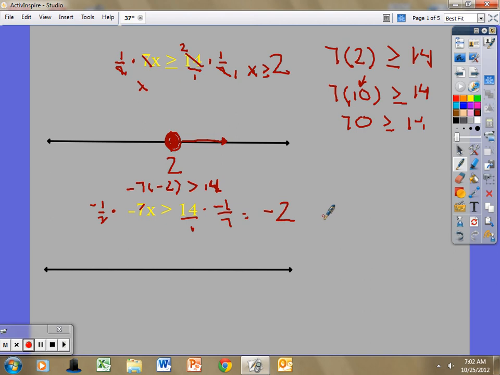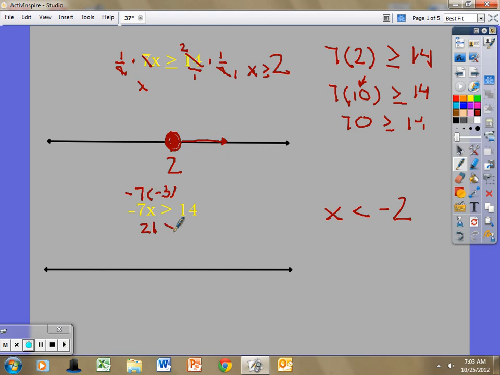But now instead of saying x is greater than, now we say x is less than negative 2. So let's take a look back at this inequality and substitute in a value that's less than negative 2. How about negative 3? If I substitute negative 3 into the original inequality, negative 7 times a number that's less than negative 2. So what's a number that's less than negative 2? How about negative 3? Negative 7 times negative 3 gives me 21. Is 21 greater than 14? Absolutely. So that makes that inequality true.